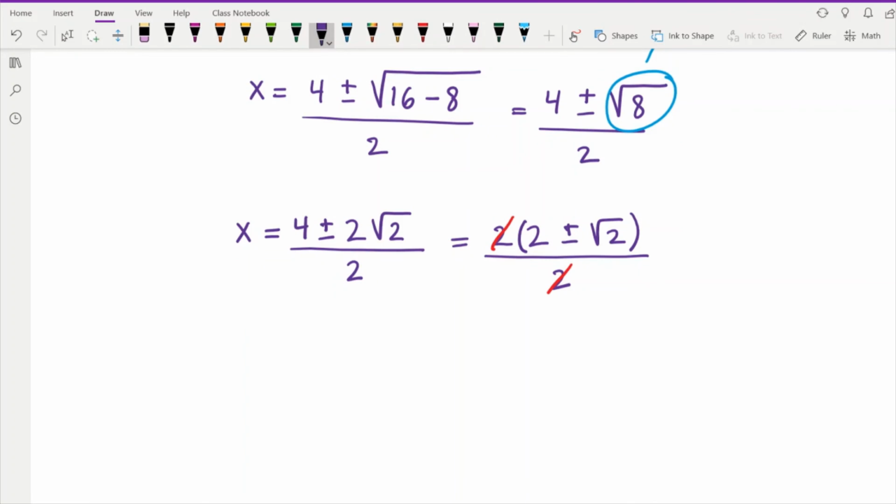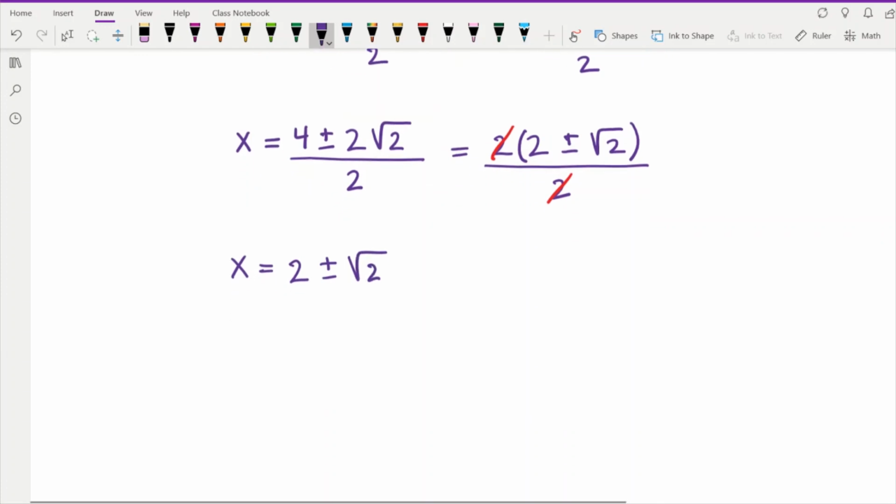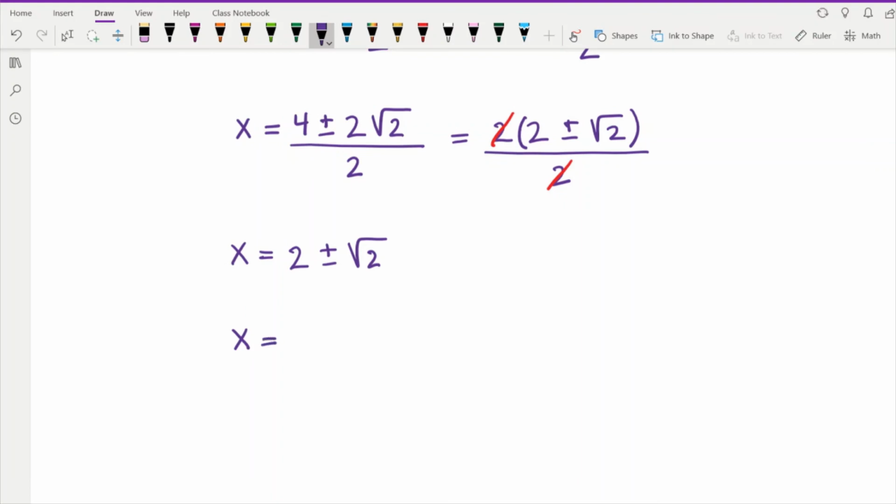And so now we can write down these two solutions. We have x is equal to 2 plus or minus the square root of 2. But remember, that's actually two different solutions, right? One of the solutions is x is equal to 2 plus the square root of 2, and the other one is x is equal to 2 minus the square root of 2.